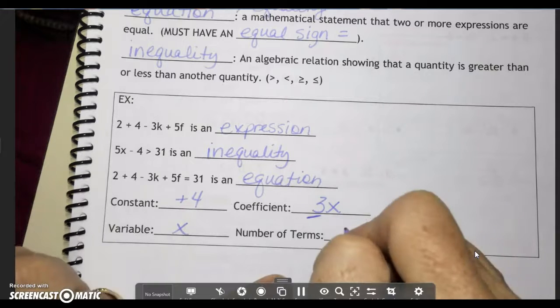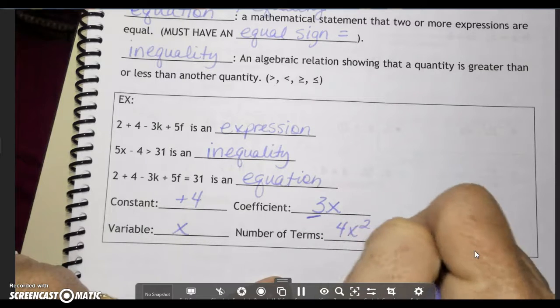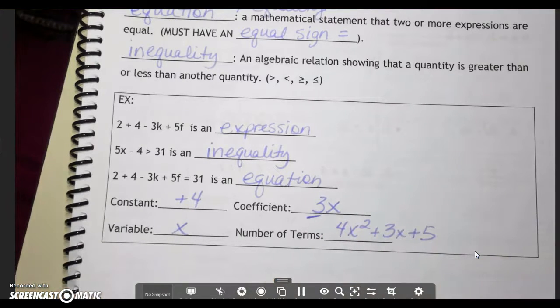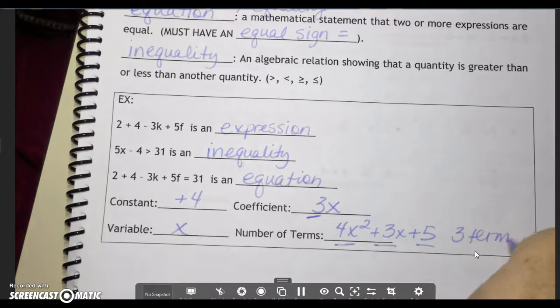Sean Cheatham, if I give you this, how many terms are in that? 4x squared plus 3x plus 5. 3. Good. Right? 1, 2, 3. It's how many pieces you have that are separated by plus or minus signs. Excellent. That's it.